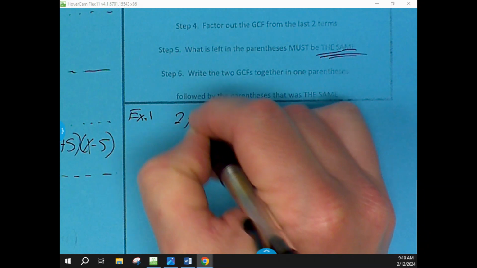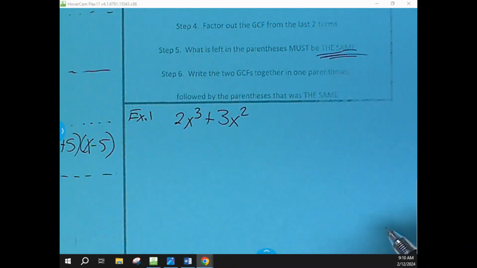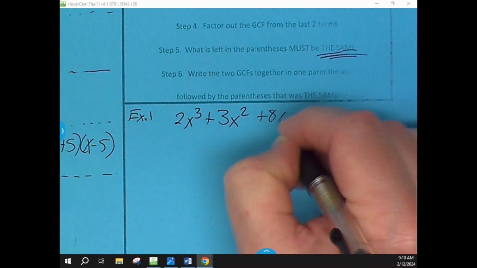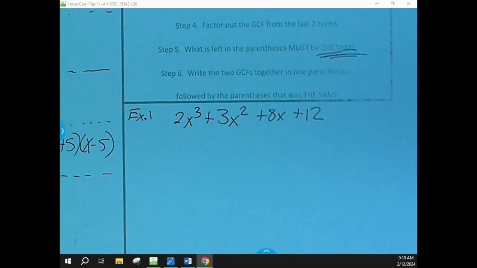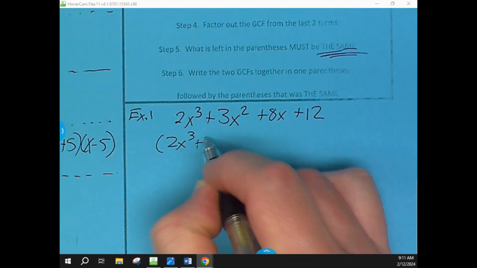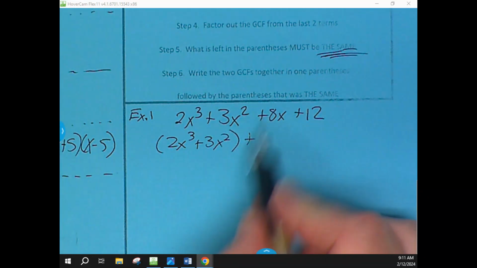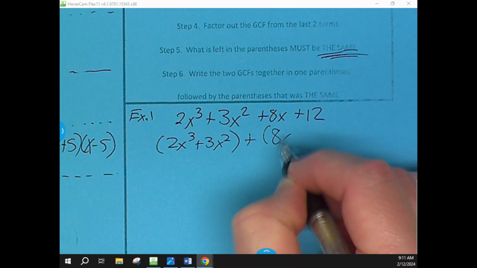So we'll go 2x to the third plus 3x squared plus 8x plus 12. Okay, so again, step one, we're going to take the first two terms, put them in parentheses. And we're going to put a plus. Now, if the plus is already here, we can just write that as 8x plus 12.